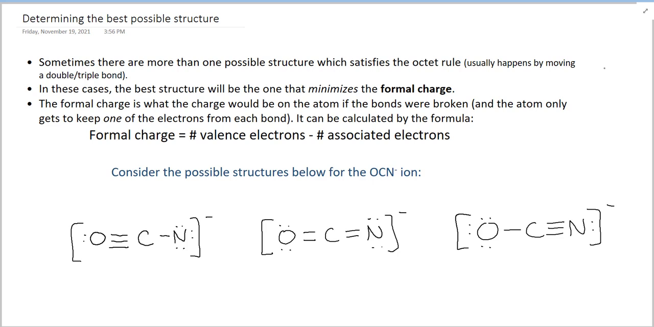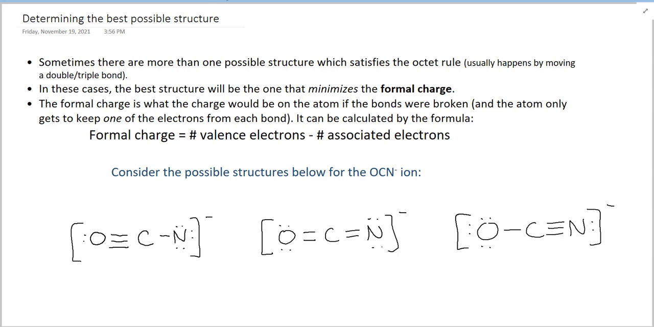One more thing to consider is that sometimes when we're making these double or even triple bonds, we'll end up with more than one possible structure that satisfies the octet rule. This just happens if our double bond could be in one place or another, or even if we could replace it with a triple bond on one side and a single bond on the other. In this case, how do we tell which is the correct structure?